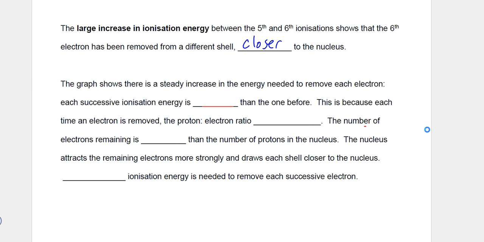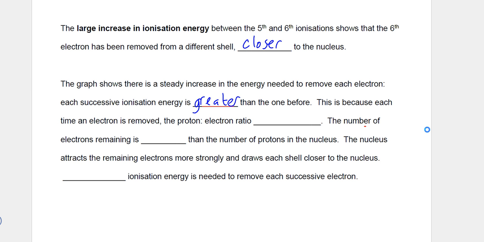What we have noticed is that there's a gradual and steady increase in the energy needed to remove each electron, even within the same energy level. So each successive ionisation energy is greater than the one before. Now there's different ways to think about this. We could think about, well, clearly it becomes more difficult to pull the electrons off because you're pulling them off an increasingly positive ion. Another way to talk about it is in terms of the proton-electron ratio.